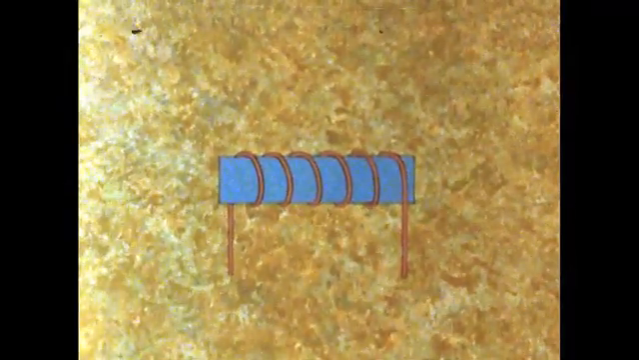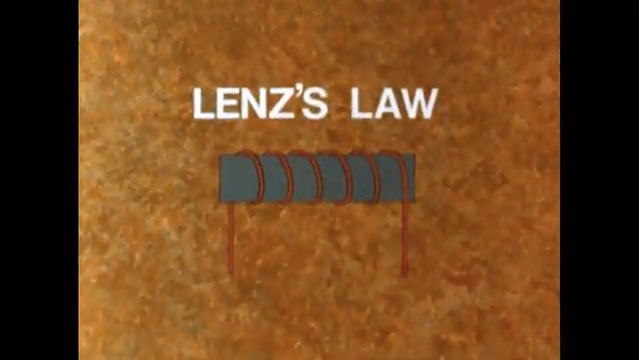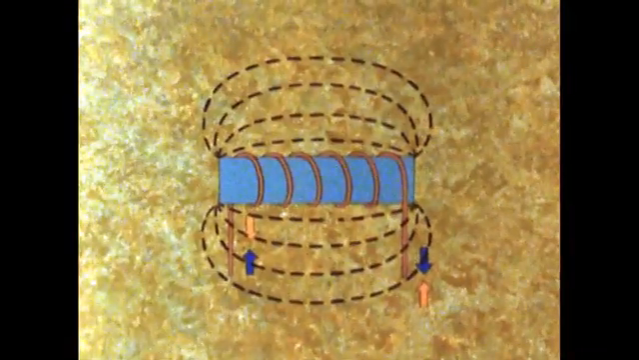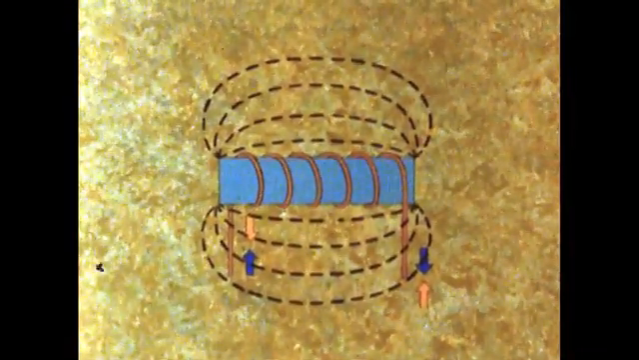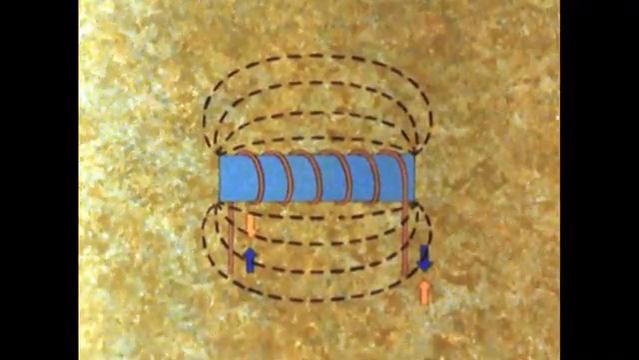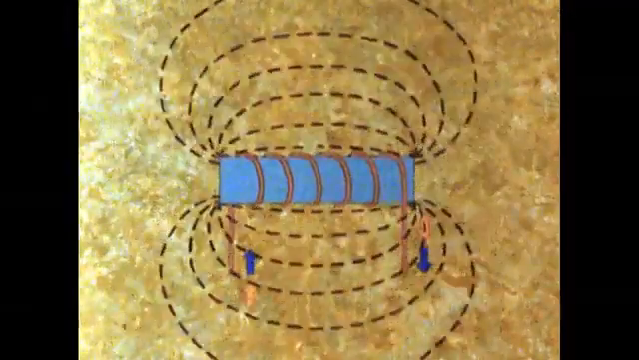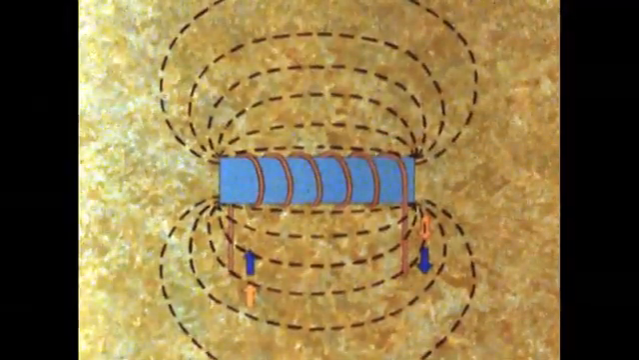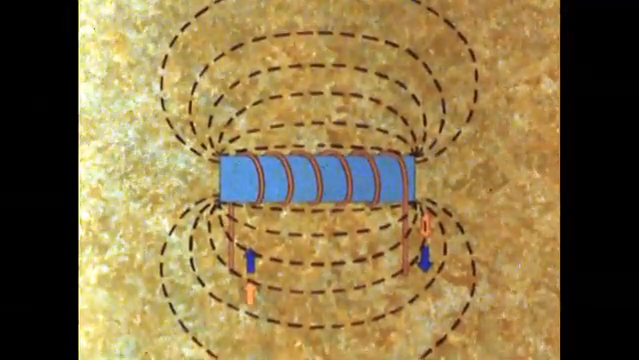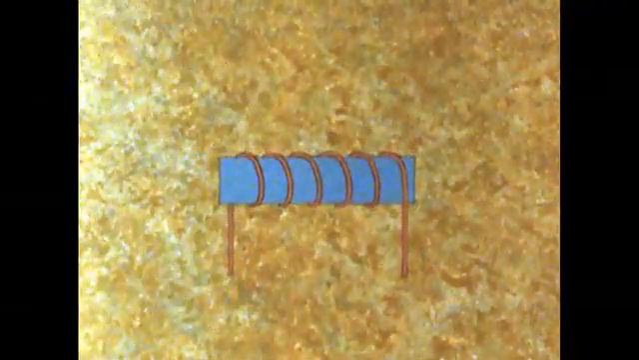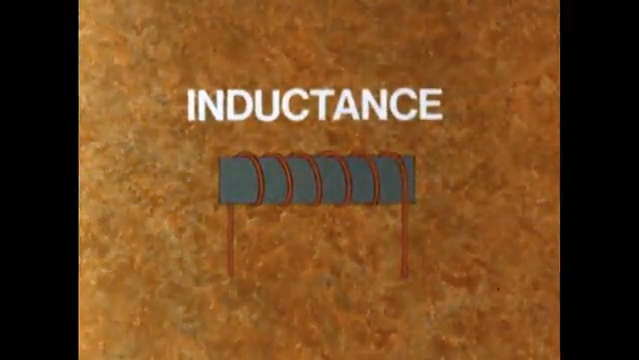This is an example of Lenz's law. In general, Lenz's law says that as current increases in a coil, an EMF is induced which opposes the increase. And when the current decreases, the induced EMF tries to keep it going. This property of a coil to oppose change is called inductance.